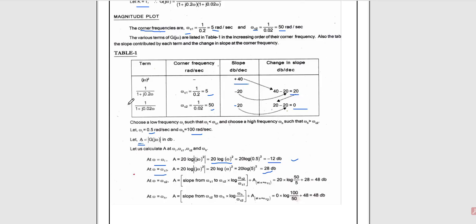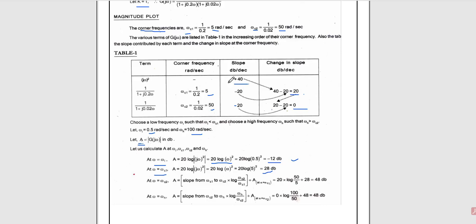We have the change in slope for omega C1 and omega C2, and for omega C2 and omega H. At omega C2 we take this change in slope value, and at omega H we take this change in slope value. So for omega equal to omega C2, A equals the slope from omega C1 to C2 into log of omega C2 by C1, plus the previous gain. That is the formula. So the slope from omega C1 to C2 is this one, 20 into log of omega C2 by C1.